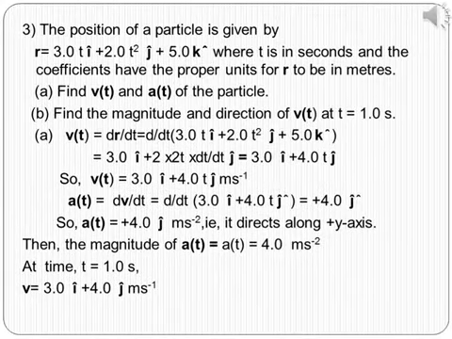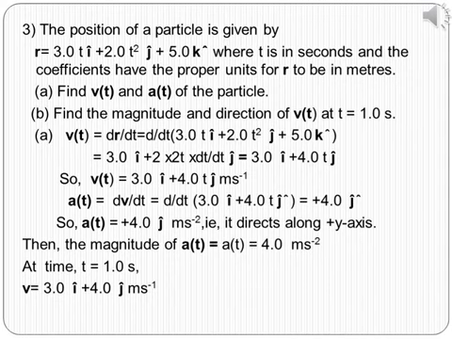Third question is, the position of a particle is given by r is equal to 3t i cap plus 2t square j cap plus 5 k cap, where t is in seconds and the coefficients have the proper units for r to be in meters. A. Find v(t) and a(t) of the particle, and B. Find the magnitude and direction of v(t) at time t equal to 1 second. First we have to find v(t) and a(t).